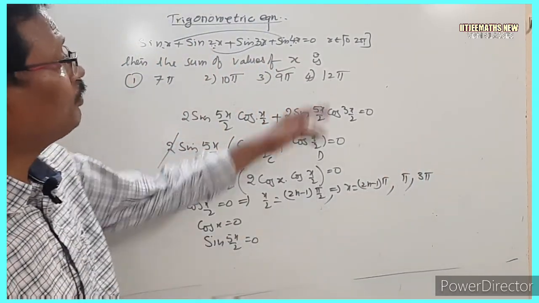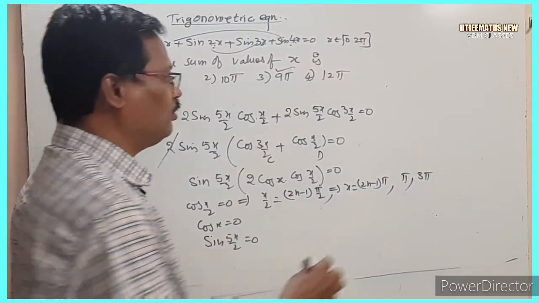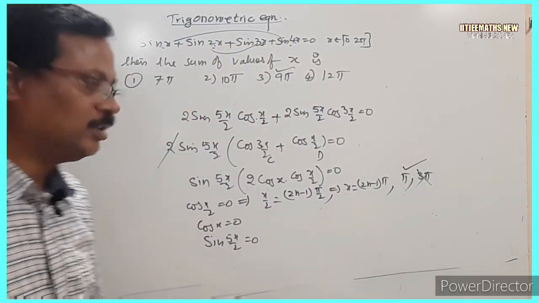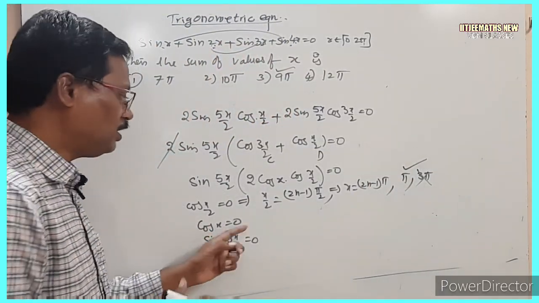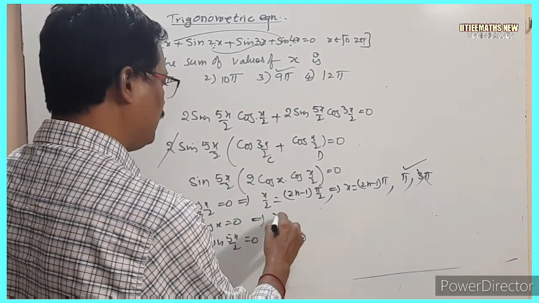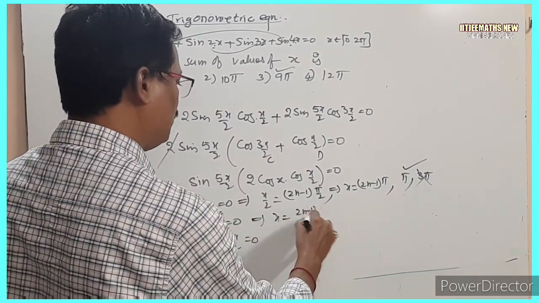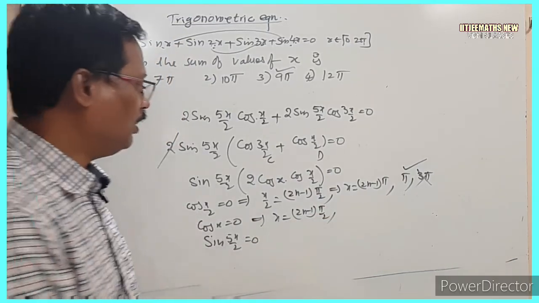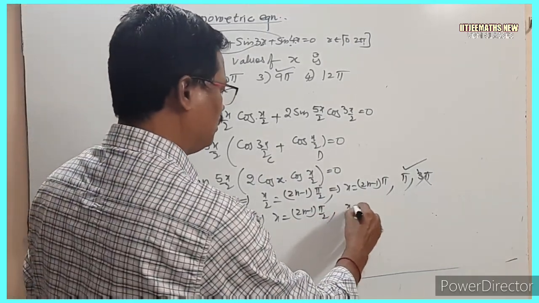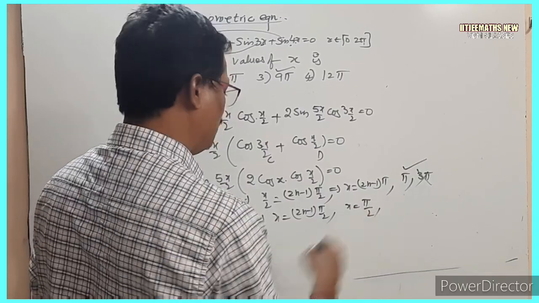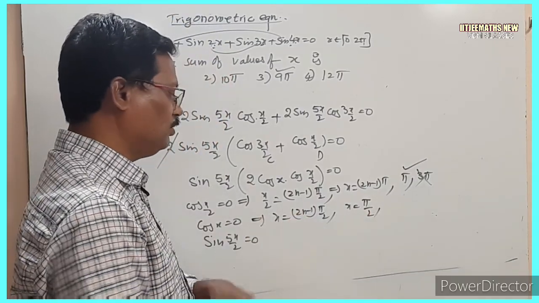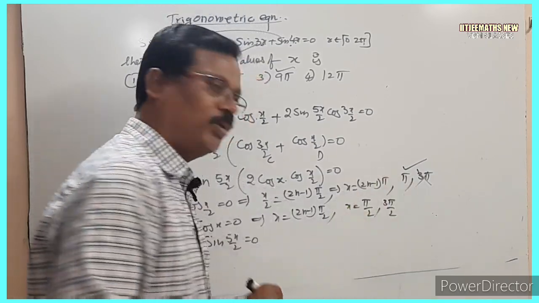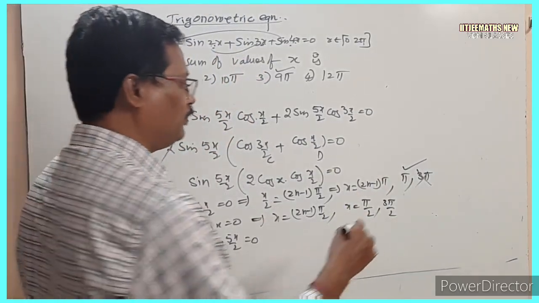Okay, this is up to 2 pi only, that's why don't take 3 pi. Only we got one answer, x is equal to pi. Now in this cos x is equal to 0, therefore x will be (2n minus 1) into pi by 2. Now put n is equal to 1, that will be pi by 2, and put n is equal to 2, that is 3 pi by 2. Put n is equal to 3, that is 5 pi by 2.